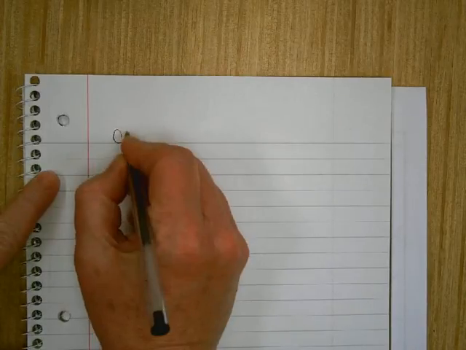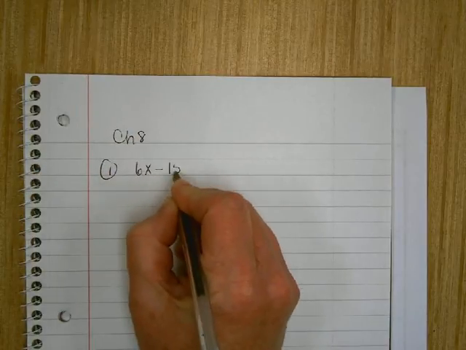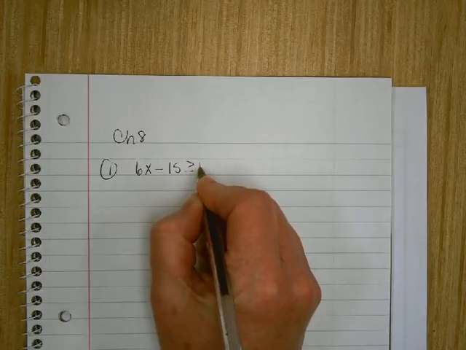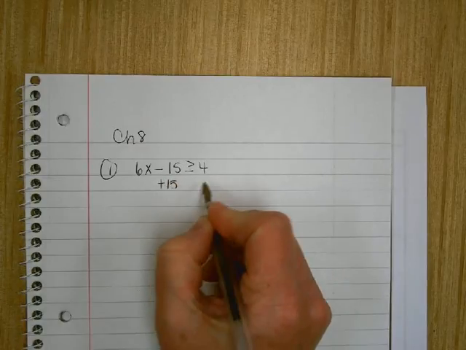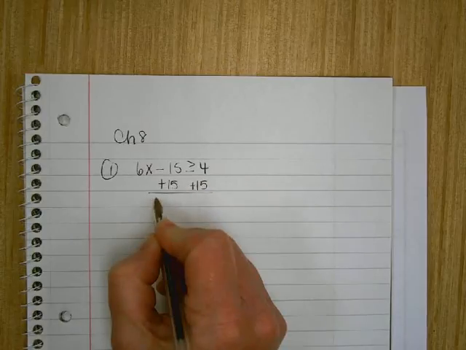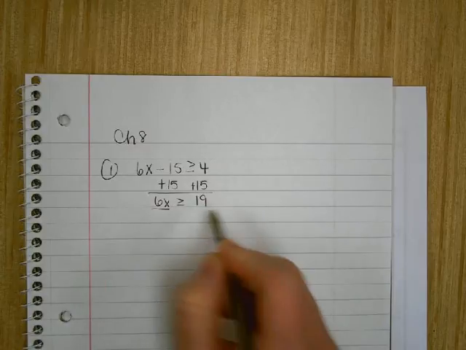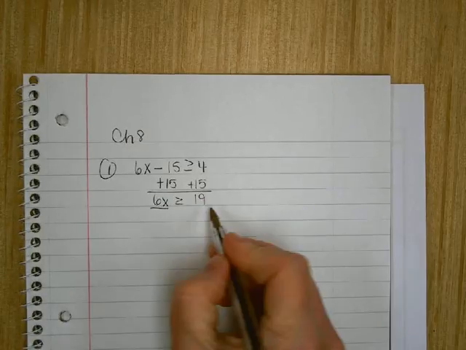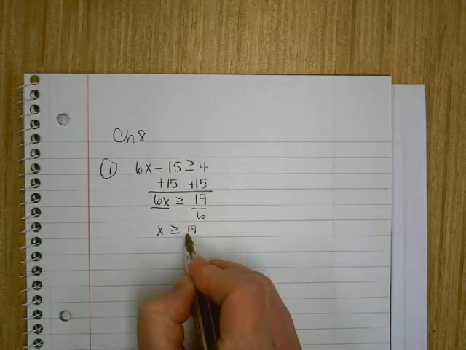Okay, first problem on your study guide. This is your Chapter 8 study guide. Number 1 says 6x minus 15 is greater than or equal to 4. What do you do to work this problem? First thing, add 15. So 6x is greater than or equal to 19. What do you do next? Divide by 6. X is greater than or equal to 19 over 6.